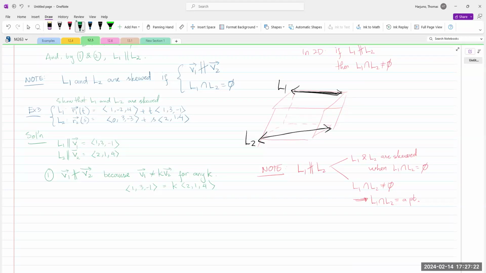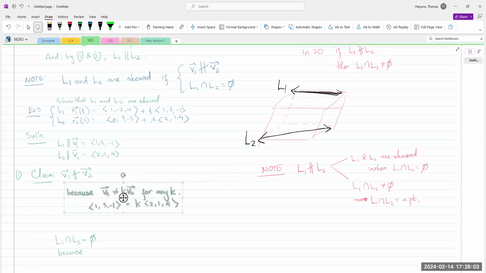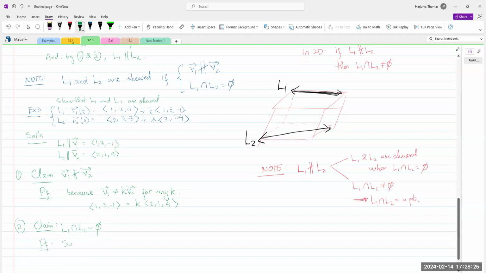Now, going back to that question, after I show that those 2 lines are not parallel by showing the direction vectors are not parallel, I need to show that line 1 intersect line 2 is an empty set. Because actually, I think a better way to write it is by doing the following. Step 1, claim. And then you say prove because. Step 2, you claim. And why? Proof, you say suppose it is not empty.